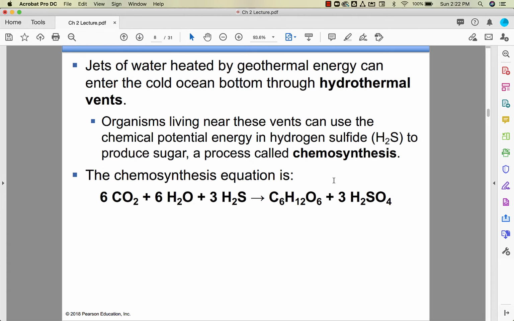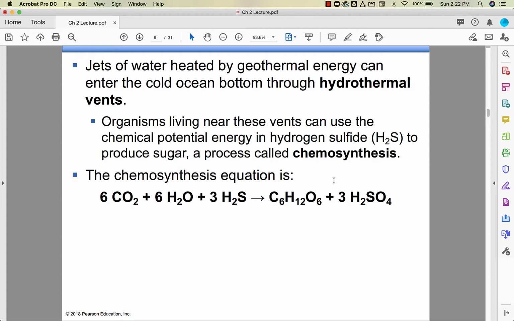That water that's heated by geothermal energy can come out of the ocean crust in areas called hydrothermal vents, right? And we've seen them, or we'll look at them in our chapter 2 discussion, the key points. There's a huge body of life that exists where this warm, mineral-rich water comes out of the Earth's crust.